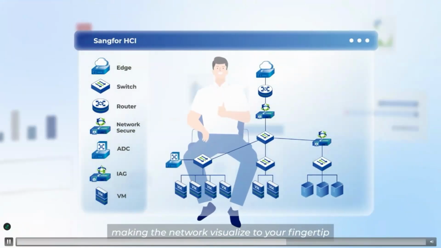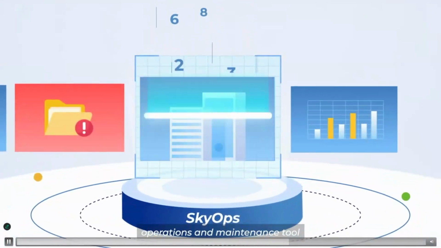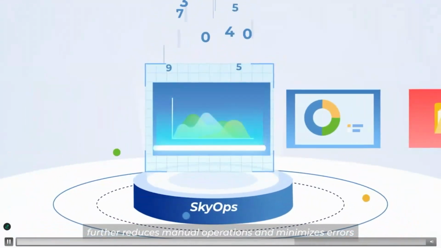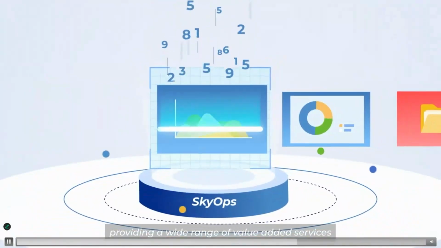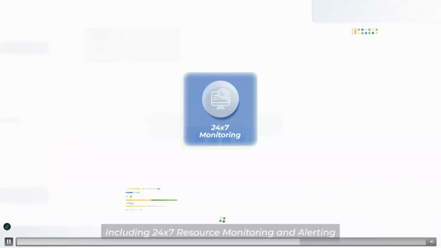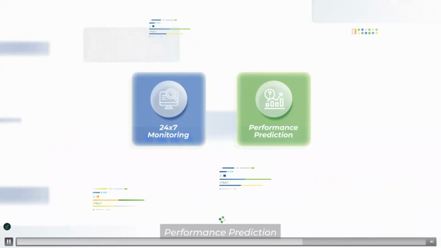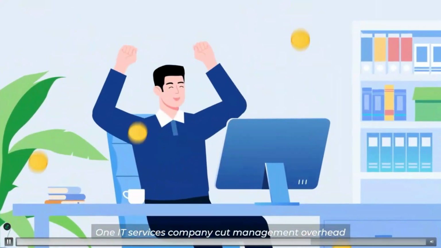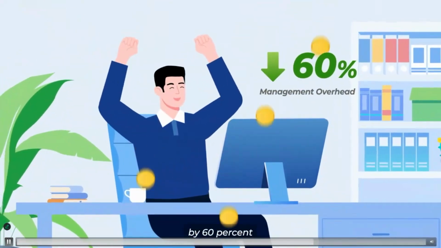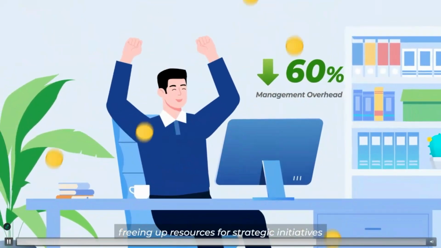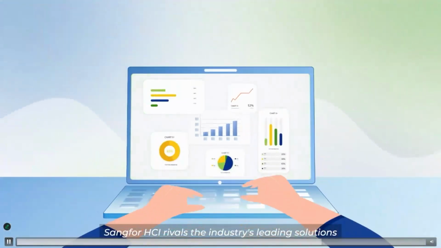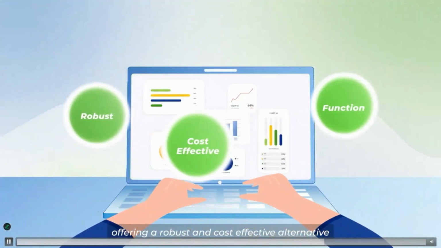Moreover, our cloud-based AI-driven operations and maintenance tool, SkyOps, further reduces manual operations and minimizes errors, providing a wide range of value-added services, including 24/7 resource monitoring and alerting, performance prediction, application health perception, and automated response, enabling users to achieve more with less. One IT services company cut management overhead by 60%, freeing up resources for strategic initiatives. With these features and benefits, Sangfor HCI rivals the industry's leading solutions, offering a robust and cost-effective alternative without sacrificing functionality.